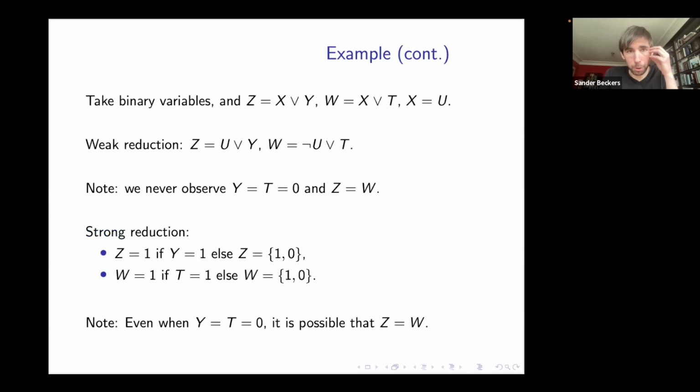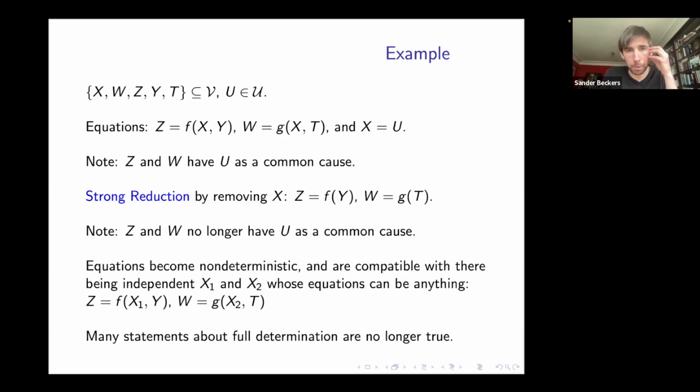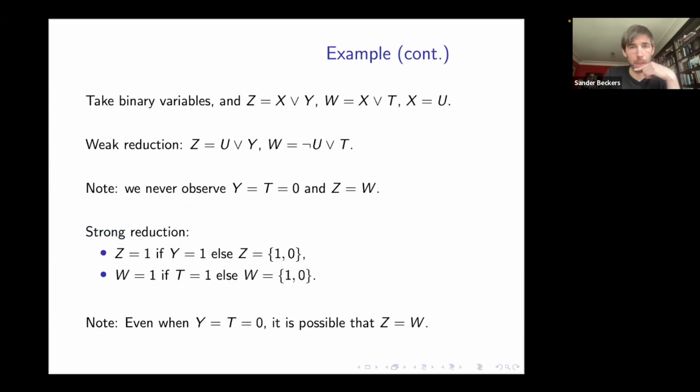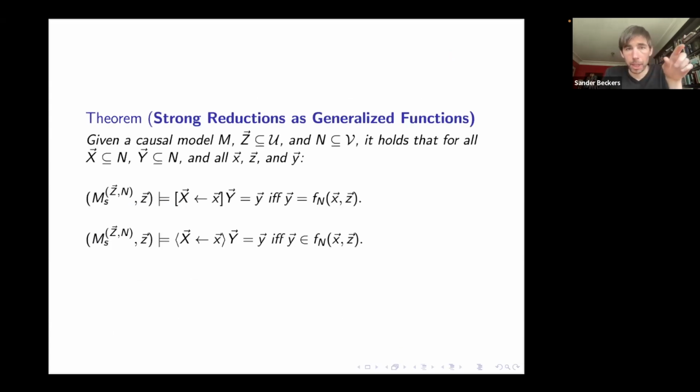Another example to show you the difference between weak reduction and strong reduction. In particular, we might have that common causes that were prevalent in a low-level causal model, we might forget that they exist. So we might lose causal sufficiency because we might not know anymore that 2 variables had a common cause. And again, we can express everything about these strong reductions using generalized functions.